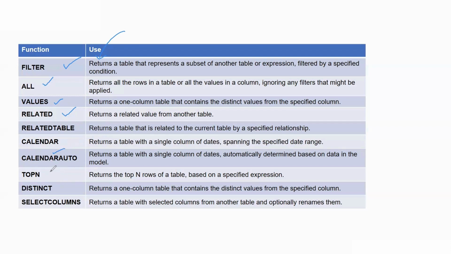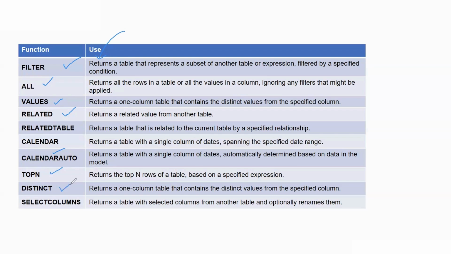Then we have the top n. It returns the top n rows based on a specified expression. For example, let's say that you want to find the top 10 rows based on the total sales price. It would take the total sales price and show you the top 10 values, top 5 values, whatever number you specify there.